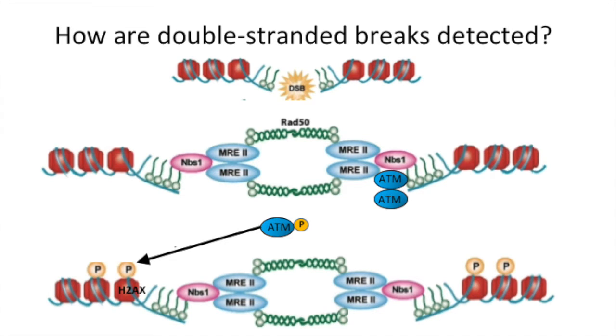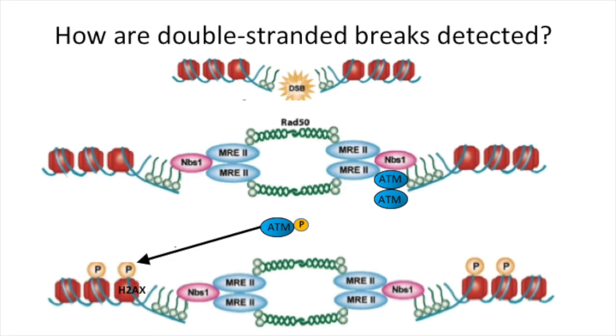So here we have DNA wrapped around nucleosomes, and we have a double-stranded break. After a double-stranded break, the MRN complex is recruited to stabilize the free ends of the DNA, and the MRN complex has three main players. There's RAD50, MRE11, and NBS1. And the most important players are MRE11 because of its endo and exonuclease activity, and NBS1, which recruits serine threonine protein kinase known as ATM.